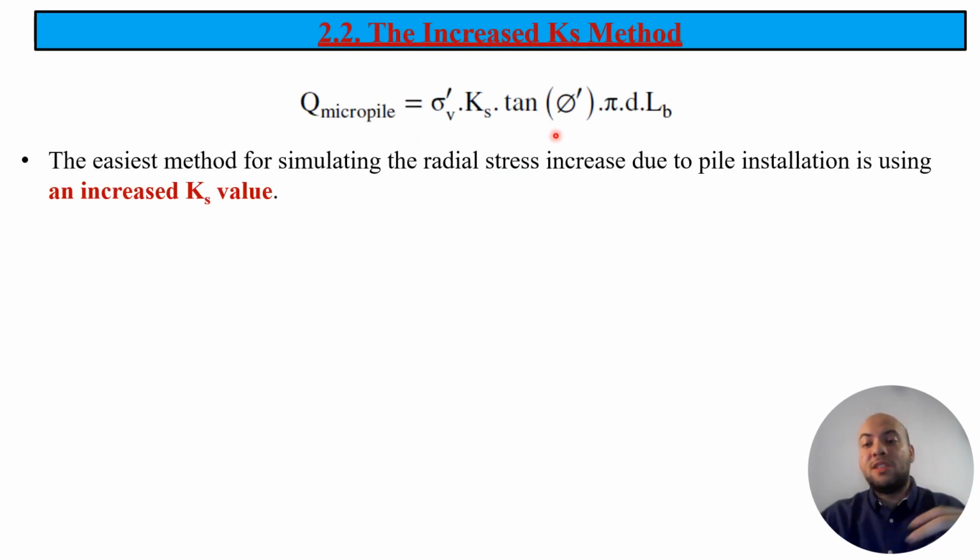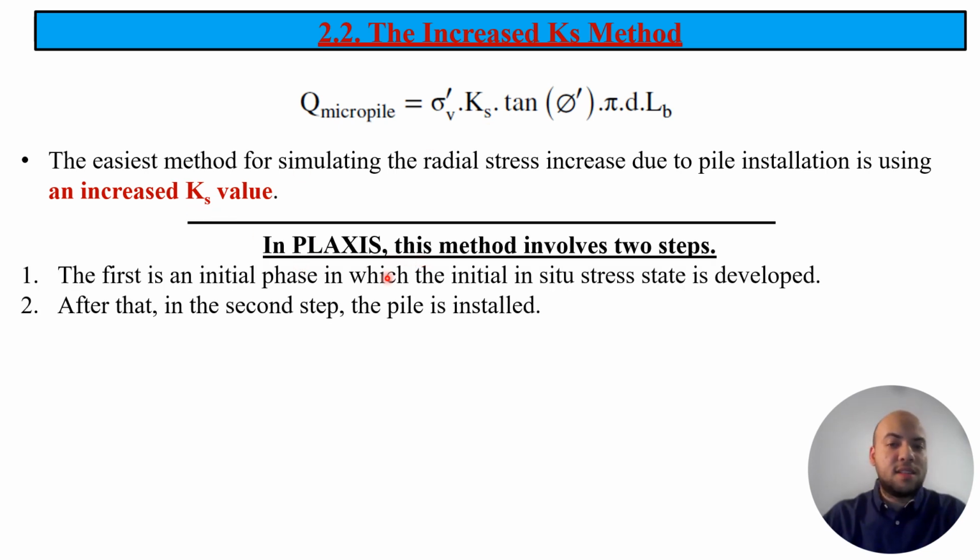The increased Ks method is one of the methods that have been used a lot in the literature to simulate the effects of the installation process. It doesn't mimic the installation process itself, but it tries to simulate the effects by increasing the radial stresses around the micropile, and this can be done by using an increased Ks value. So in Plaxis, this can be done easily by using an increased value for the initial phase, so the radial stresses around the micropile will be high enough to develop a higher axial capacity for the micropile once installed and loaded.